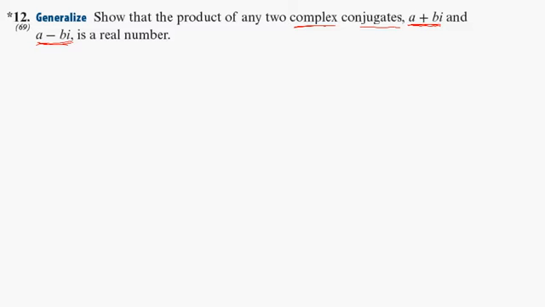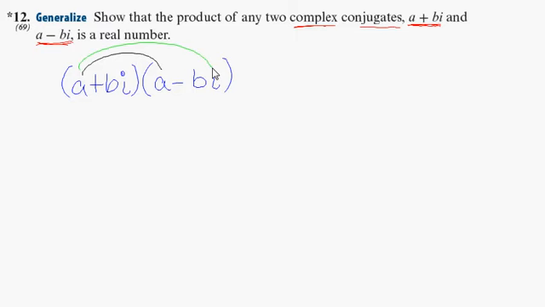But we're showing that the product of these is a real number. So we're saying that a plus bi times a minus bi is equal to a real number. So what we're going to do is FOIL this. We're going to take a times a, and then we're going to take a times bi and a times bi. And then finally, we're going to finish up by taking bi times bi.